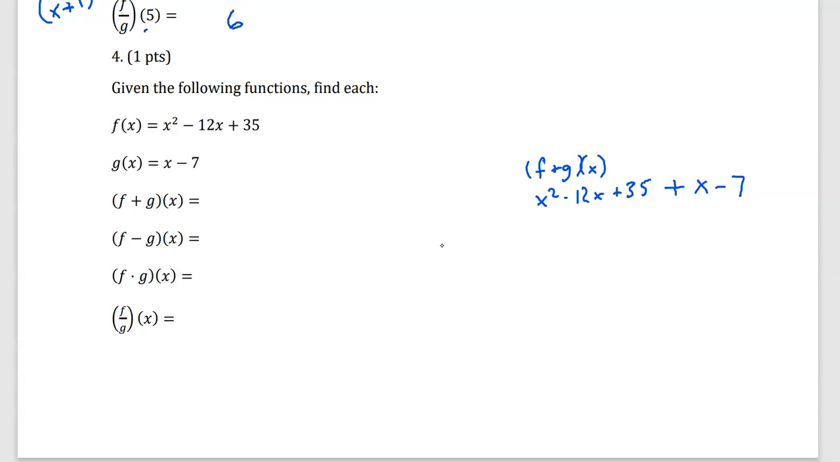Well, there are no more x squareds than what I already had in f. So I know that there's 1x squared. How many x's are there? There's minus 12 and there's plus 1. So it becomes a minus 11x. And there's a plus 35 and a minus 7. So that becomes a plus 28.